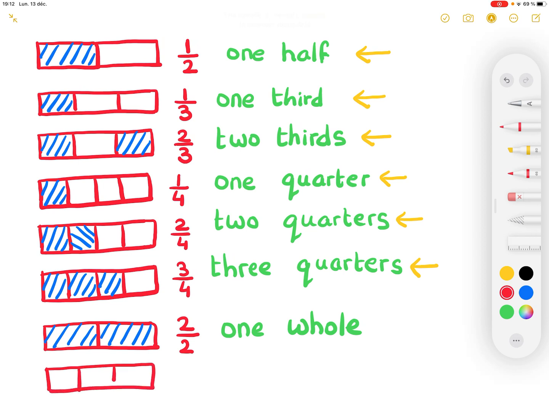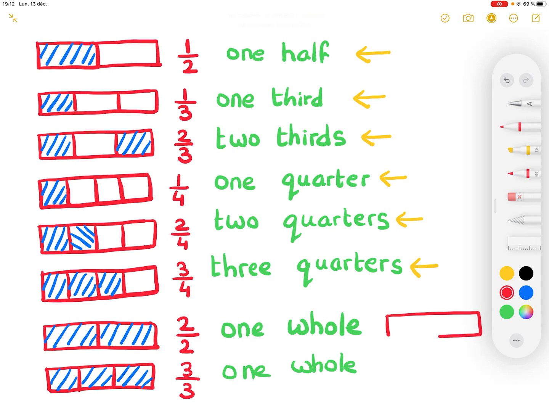Regarde celui-là. Si je prends le rectangle, I divide it into 3 parts. I shade the 3 parts. Je colorie les 3 parties. Donc, j'aurai 3 sur 3. Et c'est encore une fois 1 whole. 1 whole, ça veut dire un entier.